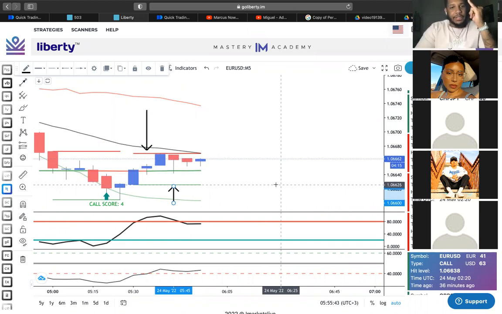Support and resistance times the currency strength meter equals big clears. All right. Support and resistance times the currency strength meter equals big clears. I'll say that one more time, right? The support and resistance times the currency strength meter, it equals big clears.